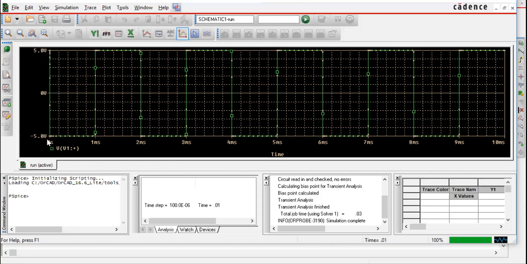Okay. So now the width we can measure. The on period is 1 millisecond as we have given, and the off period is also 1 millisecond. So the total pulse period will be 2 milliseconds, 1 millisecond plus 1 millisecond.